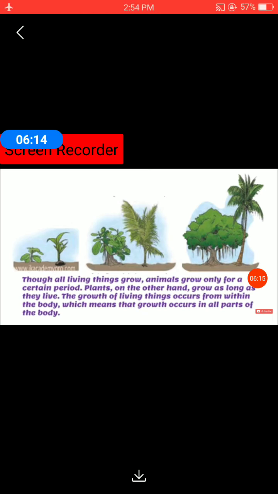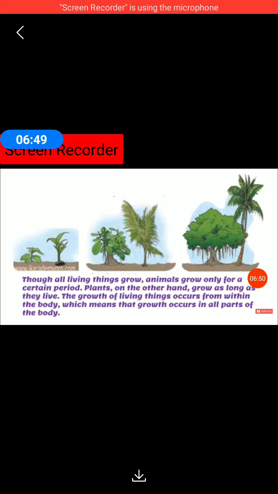Okay, students, now see this picture. In the first picture, you can see there is a small sapling of a plant, right? In the second picture, you can see this plant has grown up, and in the third picture, you can see there is a large tree. So all living things grow, animals also grow, only for a certain period. Plants, on the other hand, grow as long as they live, right? A plant is growing every day.